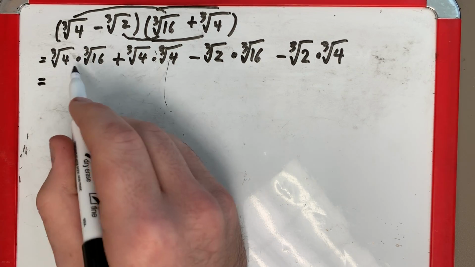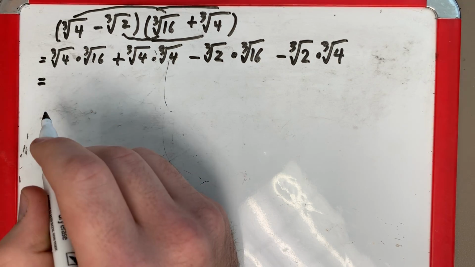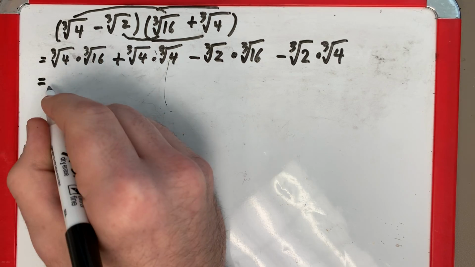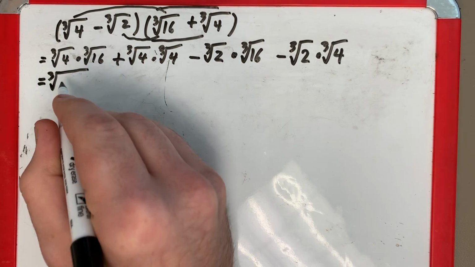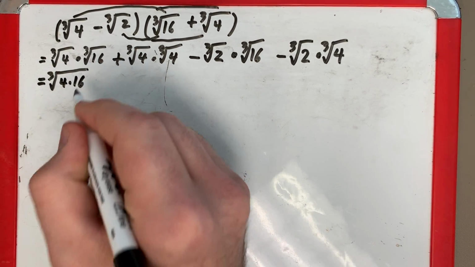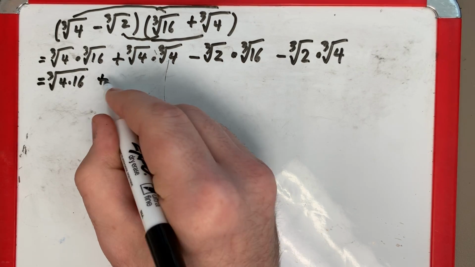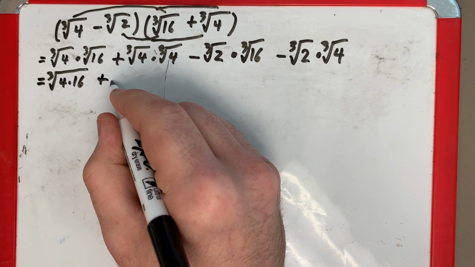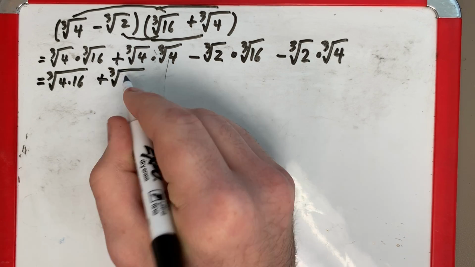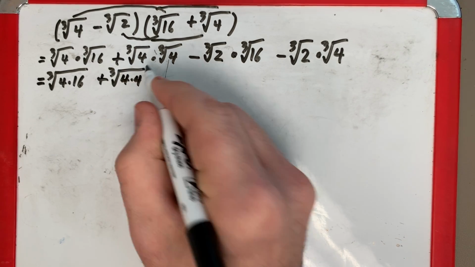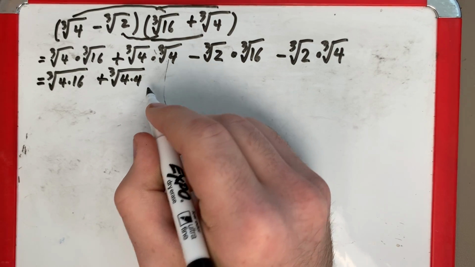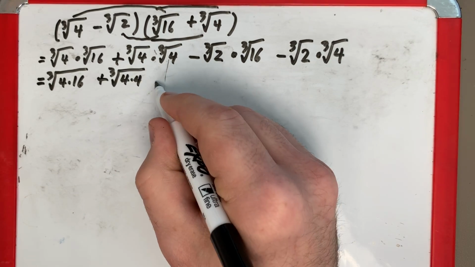Let's first look at this. We have a cube root of 4 and a cube root of 16. Let's put those all under one roof. So we have the cube root of 4 times 16. We'll break those down in the next step. And we have put these all under one roof. So I have cube root of 4 times 4. We'll break those down in the next step so we can cancel out this radical as much as possible.